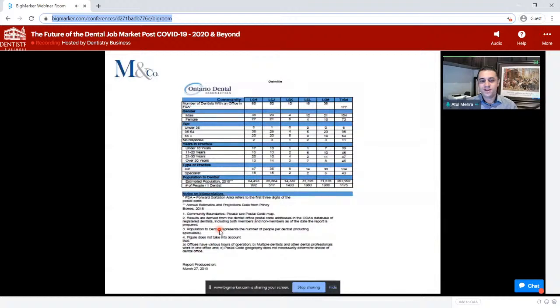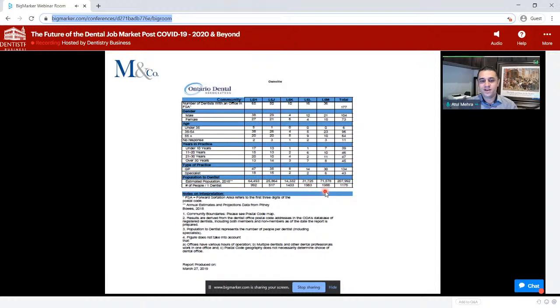So here's one for the Oakville area, the western part of the Greater Toronto area. You put in the postal code, and it tells you the number of dentists in each postal code, how many male and female dentists there are, how many years they've been in practice, the estimated population of that area, and how many people there are for each dentist in that area. So you can see here, this one postal code has 992 people for every dentist, but in this other postal code, there's 1,988 people for every dentist.